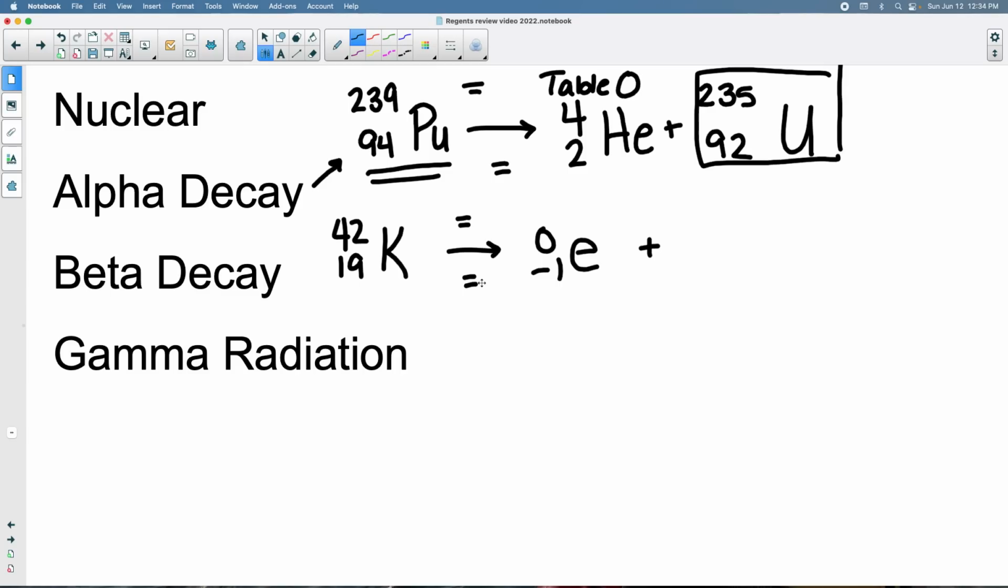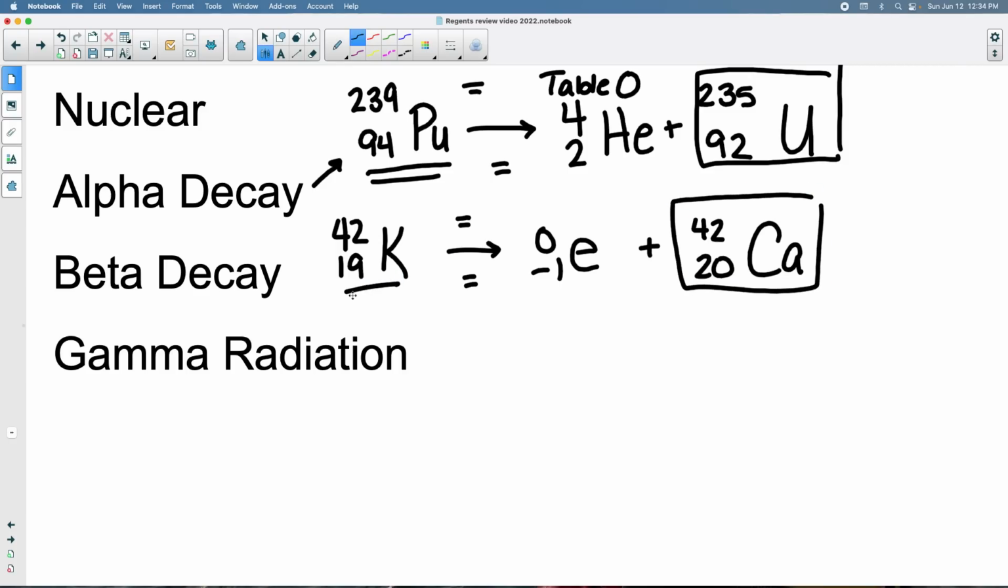So now again, we set up these two math problems. 42 equals 0 plus 42. 19 equals minus 1 plus 20. And then when we look on the periodic table, that's calcium. So that means that potassium-42 transmutates into calcium-42 by beta decay. Now, you didn't ask about this on your list, but positron would just change the particle that's after the arrow to a positron, which would be 0 over plus 1 e.